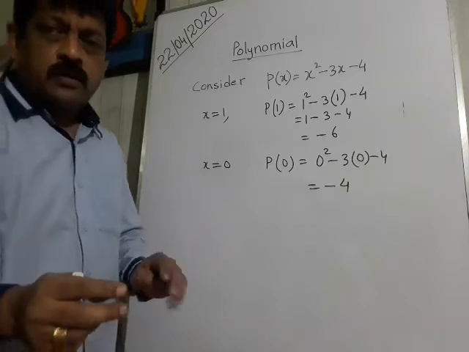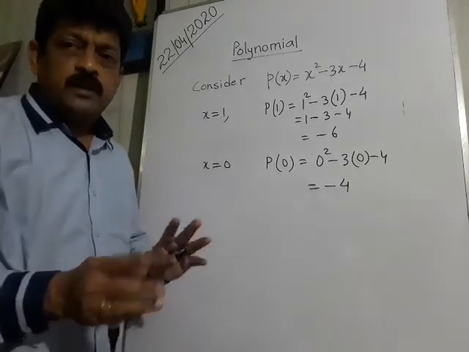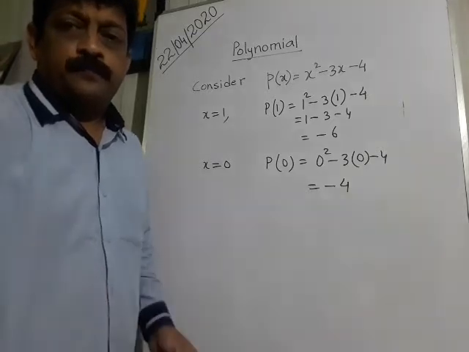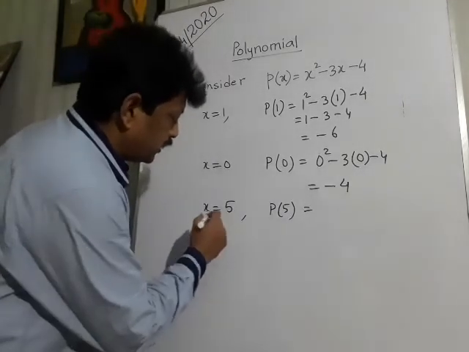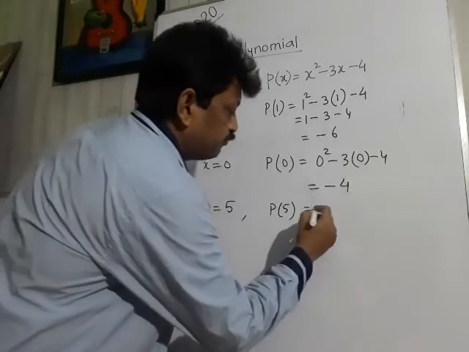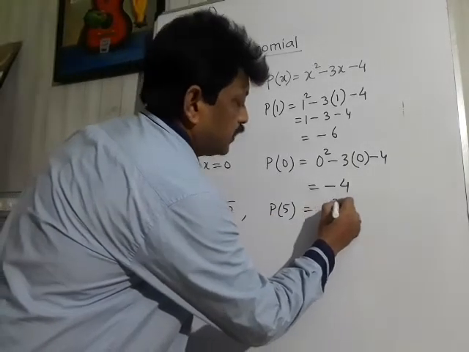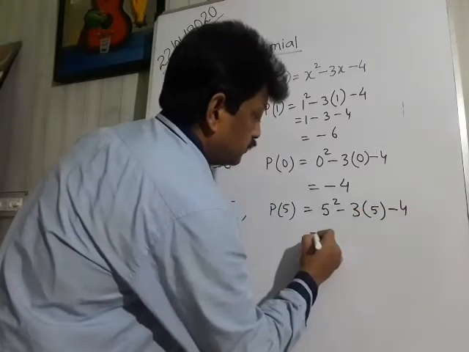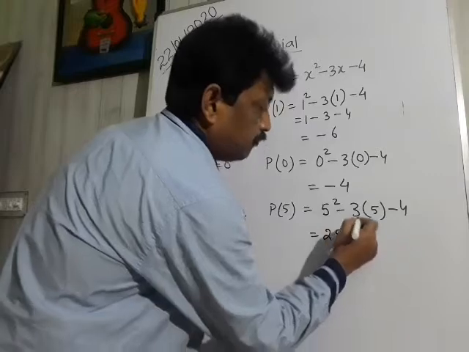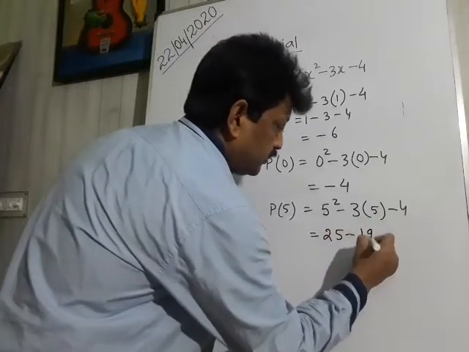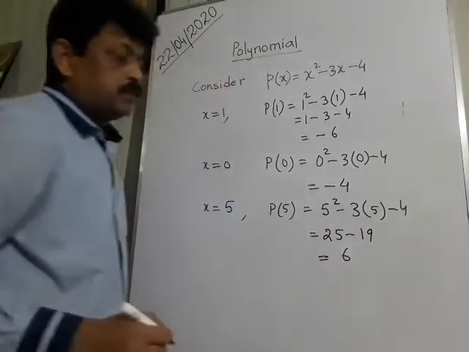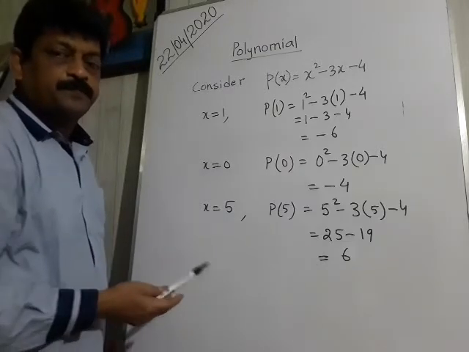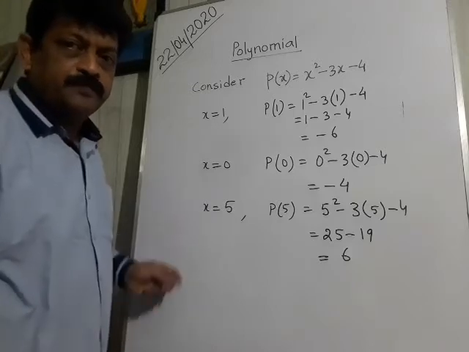So in this way, by replacing x by any real value, we can get the value of the polynomial. Similarly, if you put x equals 5, then p(5) will be 5 square minus 3 into 5 minus 4. So that will give 25 minus 15 minus 4, which is 6. So here 6 is the value of the polynomial at x equals 5. Hope you are getting it.